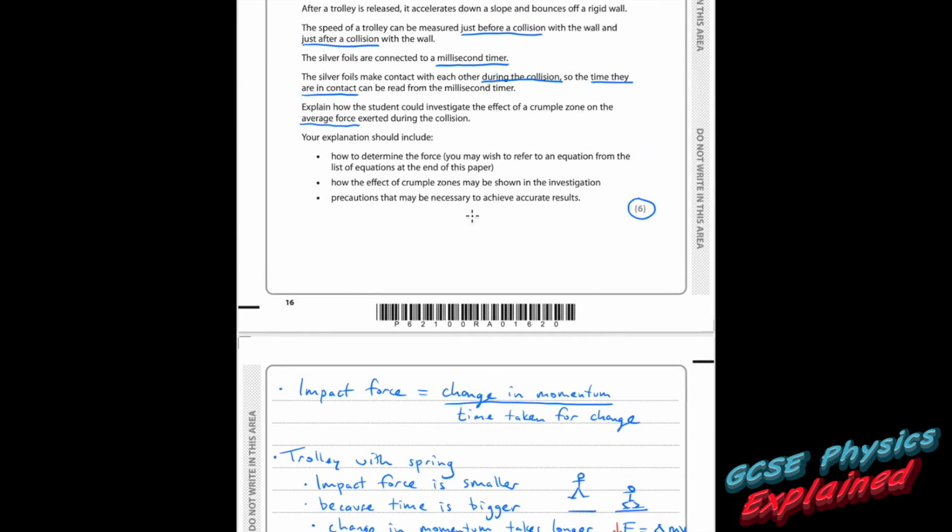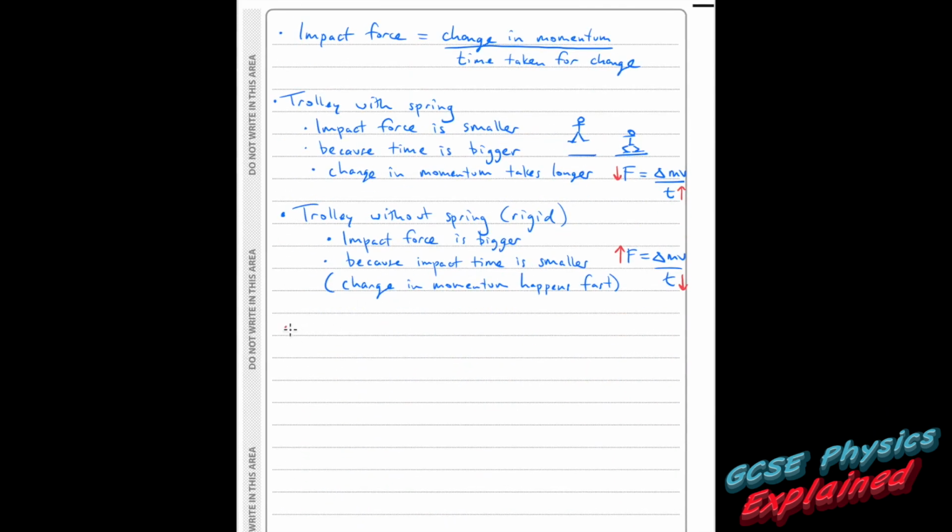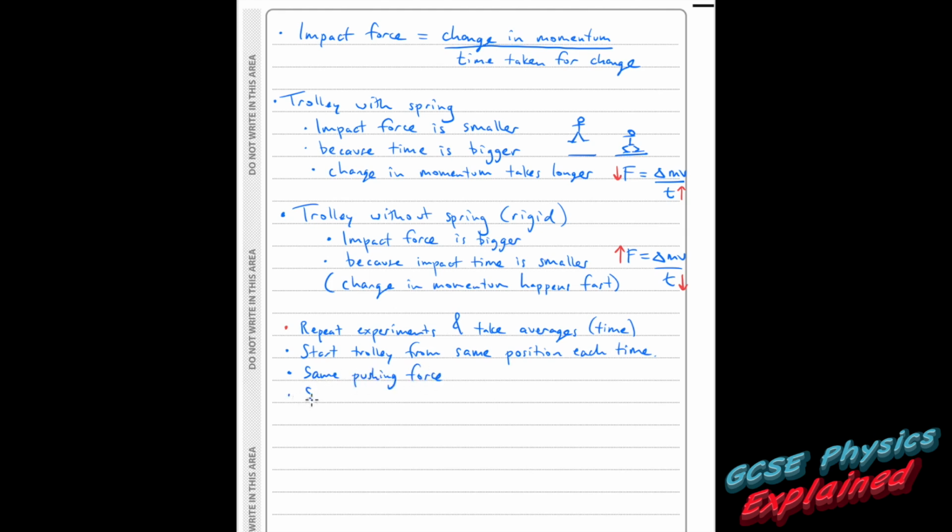Now it says any precautions that may be necessary to achieve accurate results. Right, just pretty standard stuff. Repeat the experiment and take averages. And just make sure that you start the trolley from the same place each time. You could say the same pushing force, same angle of ramp. Right, so there's tons there, you'll easily get 6 marks.